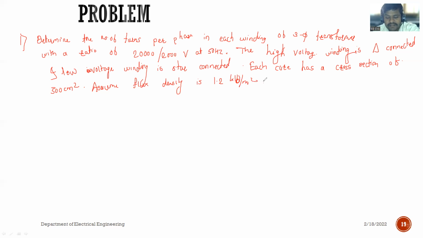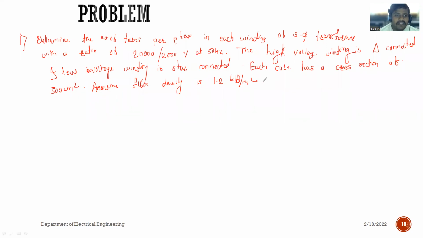What do we want to determine? Determine the number of turns per phase of a three-phase transformer. That means we want to calculate TPH, turns per phase. So TPH1 as well as TPH2. TPH2 is the number of turns on the secondary side, and the number of turns on the primary side is TPH1.